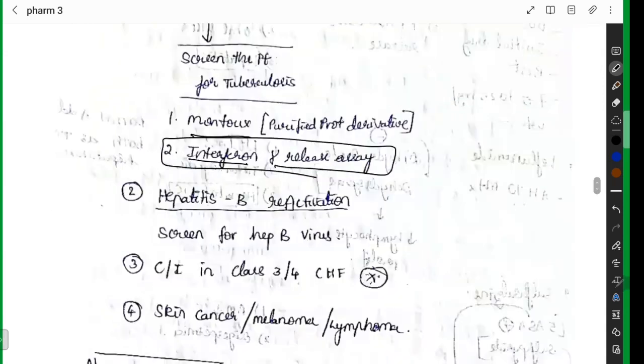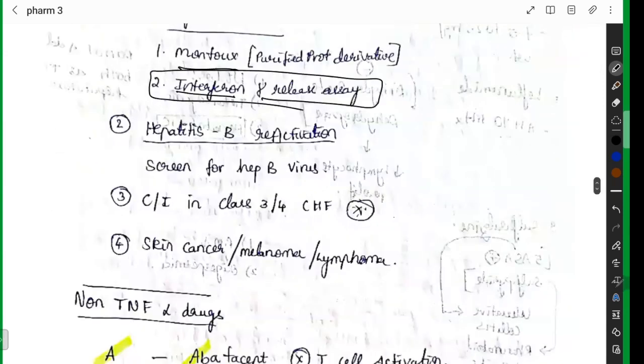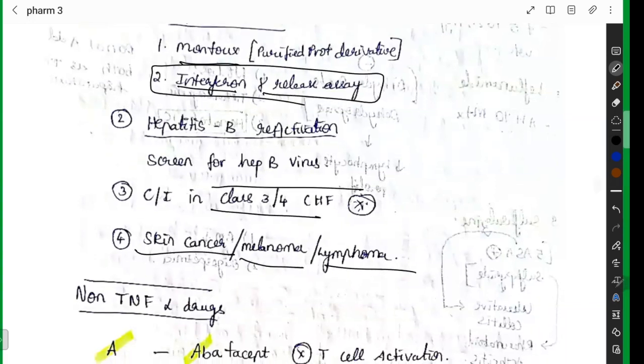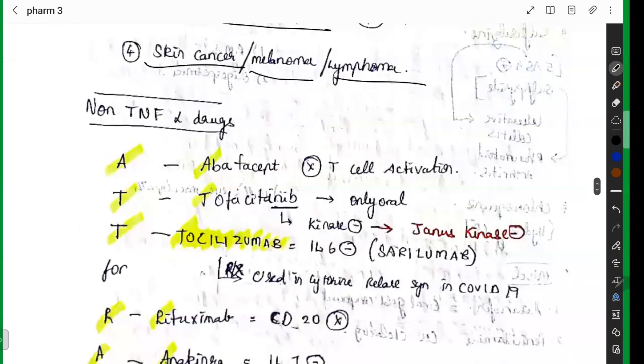Hepatitis B reactivation can occur when you inhibit the TNF alpha, and it is contraindicated in class 3, class 4 congestive heart failure. It can also cause skin cancer, melanoma, lymphoma. That's why it is contraindicated. So we have something called non-TNF alpha drugs.